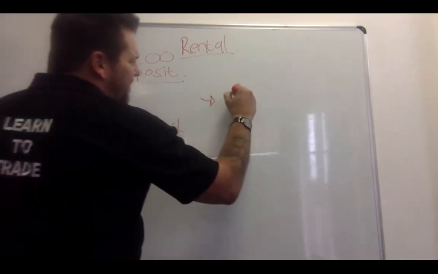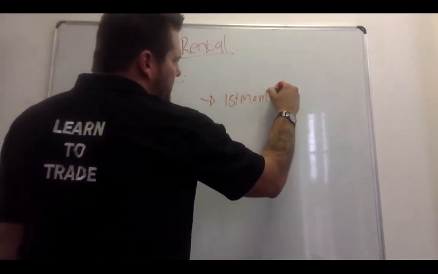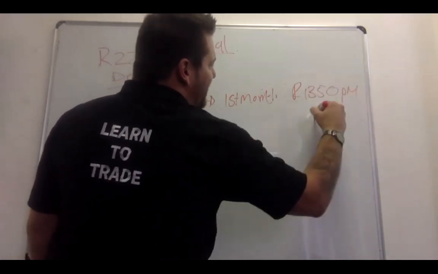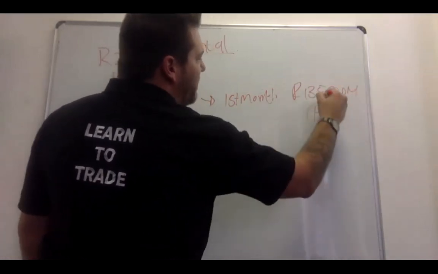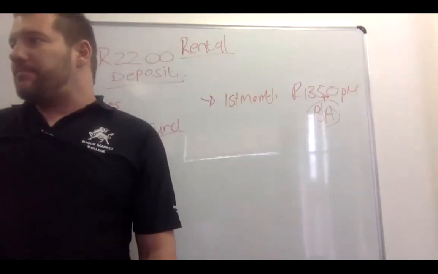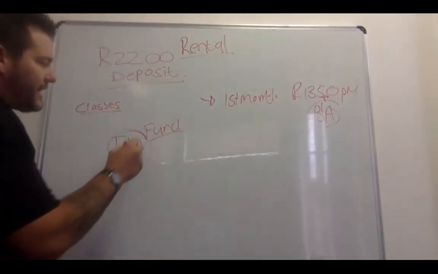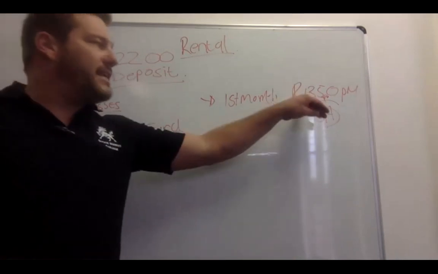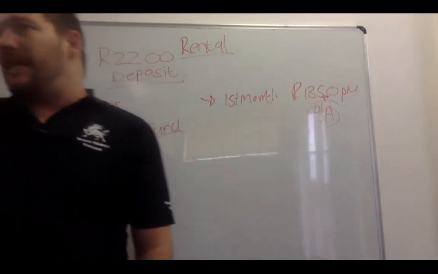After the first month, after the first 30 days, our company, Stock Market College, is going to start deducting 1,350 Rand from that client's bank account. That is the rental payment. So this client needs to make sure he's got enough money in his trading account to start trading so that he can start paying the 1,350 Rand.